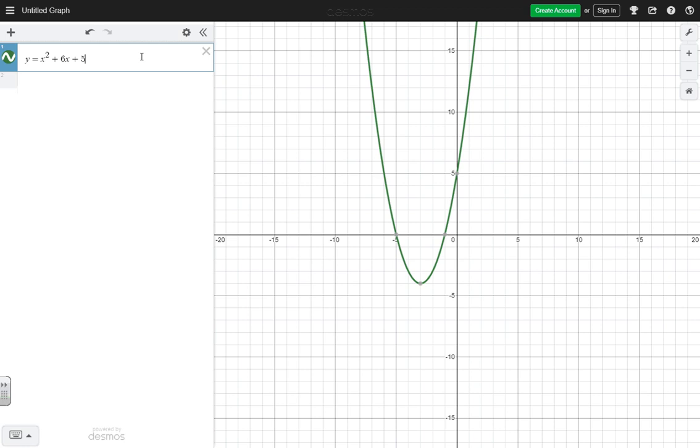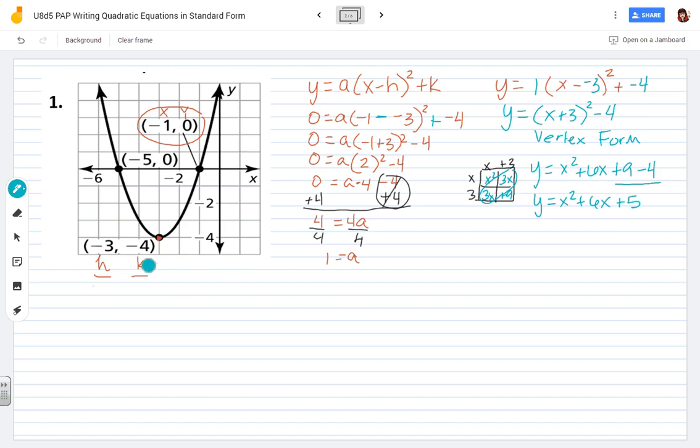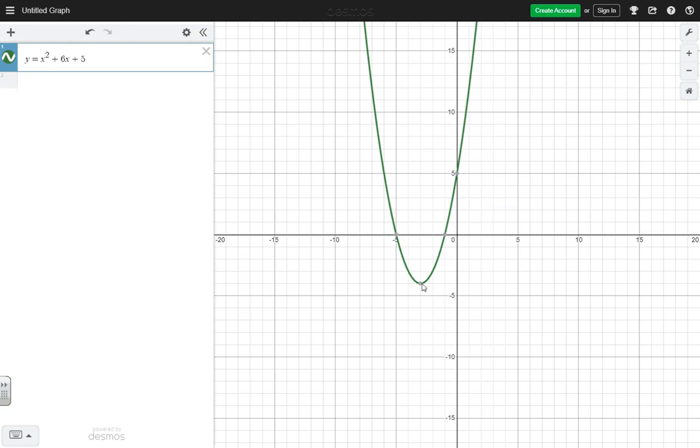And so we can compare what we were doing here. We got negative 3, 4, and solutions at negative 5 and negative 1. Let's look over here. Click on there. Oh, there's negative 3, 4. There's negative 5. And there's negative 1. So we were able to write the correct equation for this.